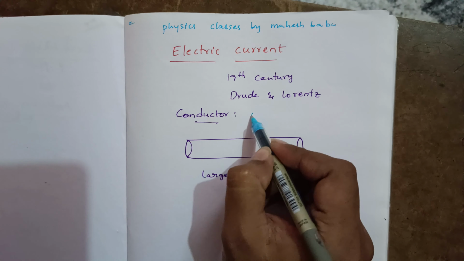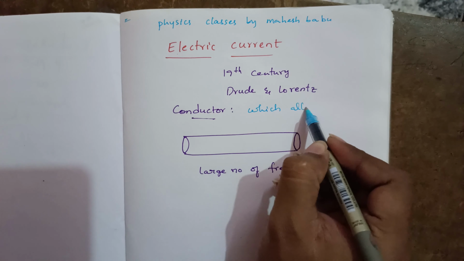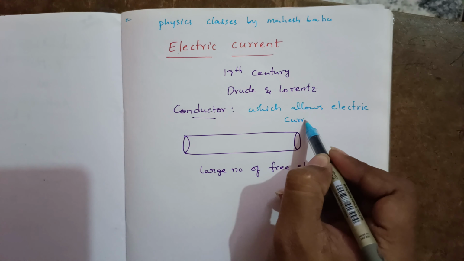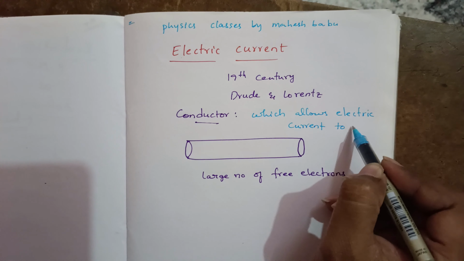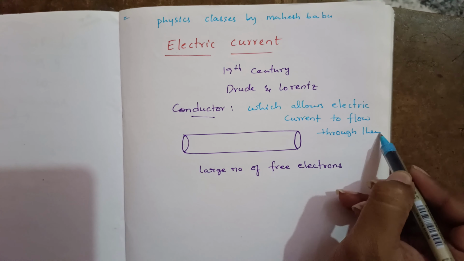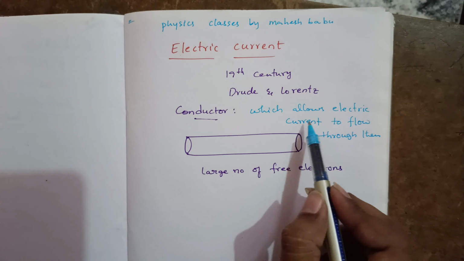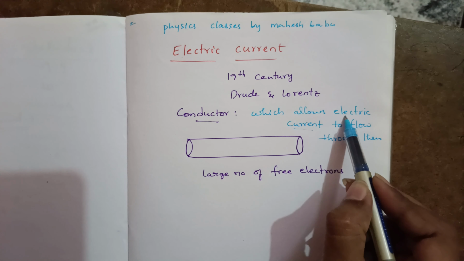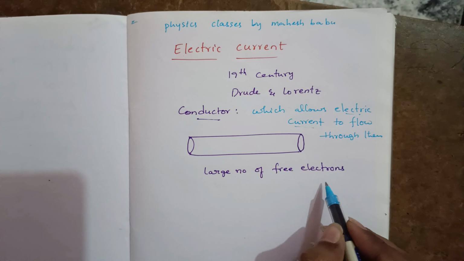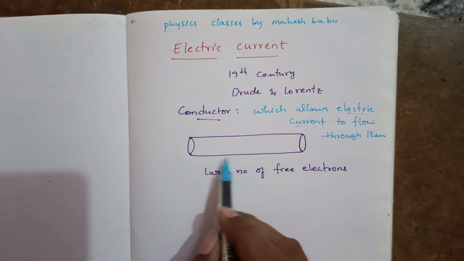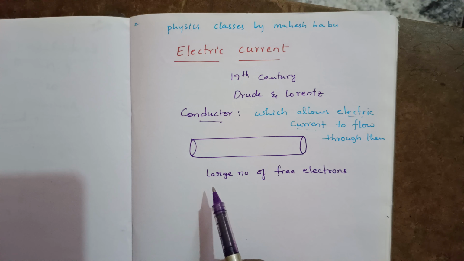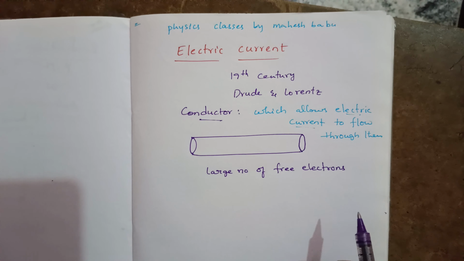The material which allows electric current to flow through them is a conductor. Allowing electric current means it is having electrons. Electrons are the main important thing for electric current to flow. Now here, conductor consists of a large number of free electrons.